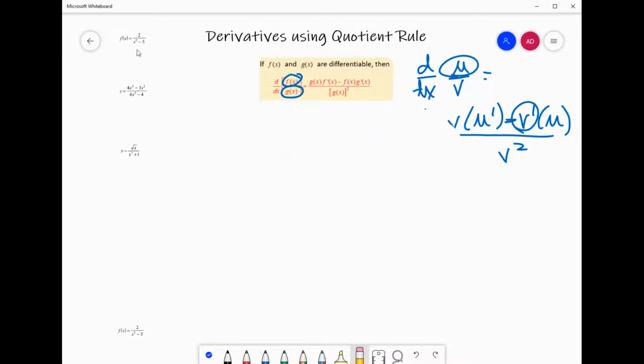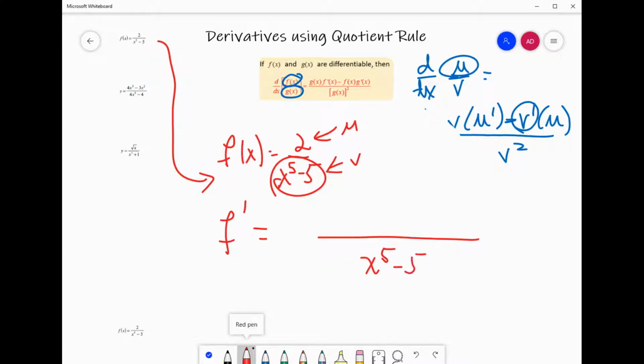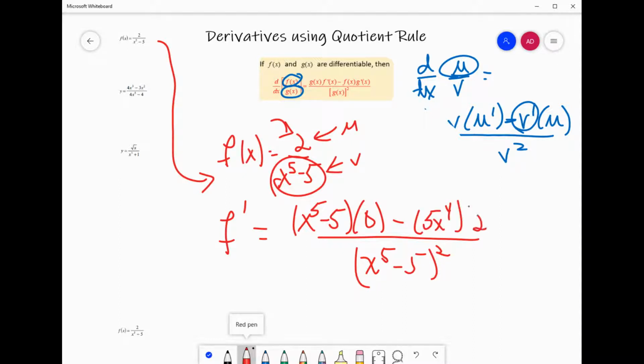Okay, so I wrote some practice problems over here that I thought might work out for us. Over there, f of x is equal to 2 over x to the fifth minus 5. I can't even read. Okay, so there's my u, and there's my v. If I'm going to do the quotient rule, f prime is equal to: take the denominator, throw it in the bottom, square it, throw it back up top so you don't forget about it. Then you take the derivative of the top, which of course is 0, minus the derivative of the bottom, which is 5x to the fourth, times the top, which is 2.